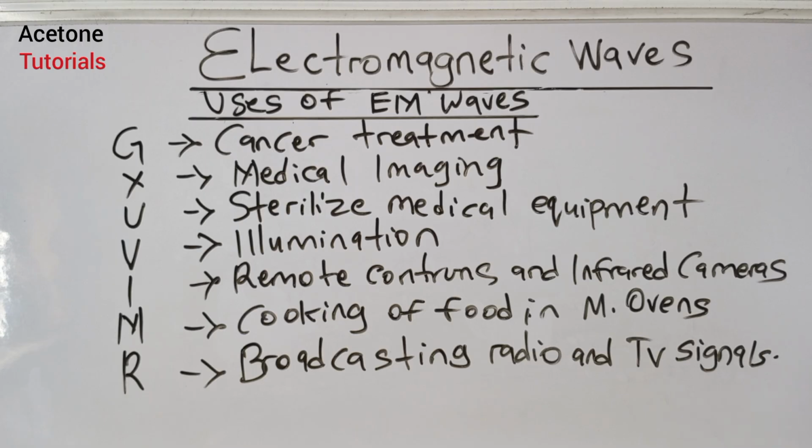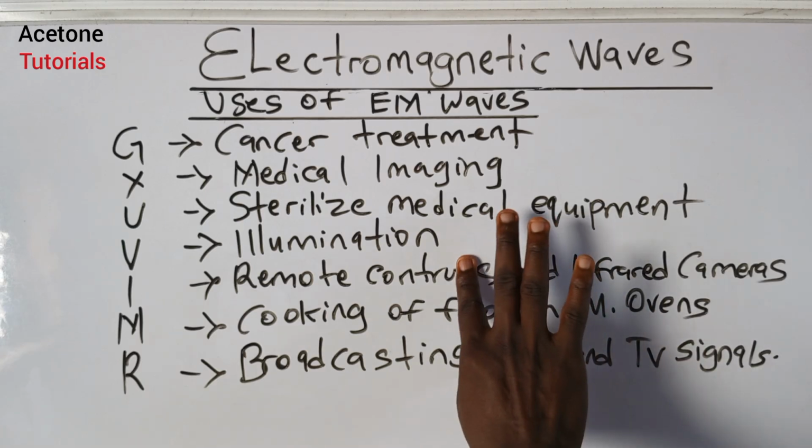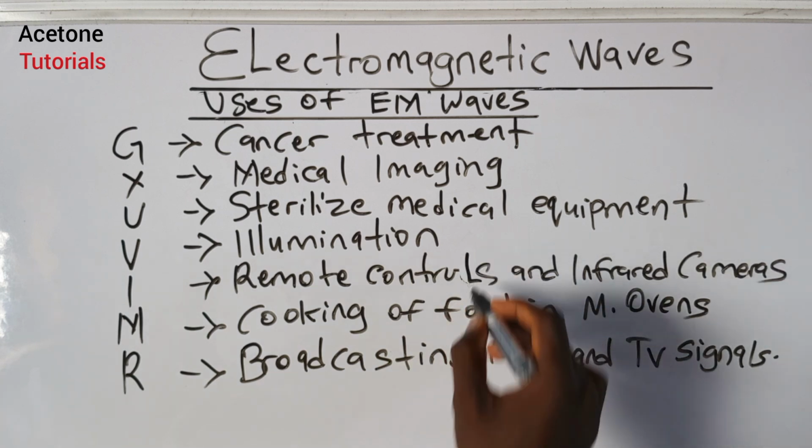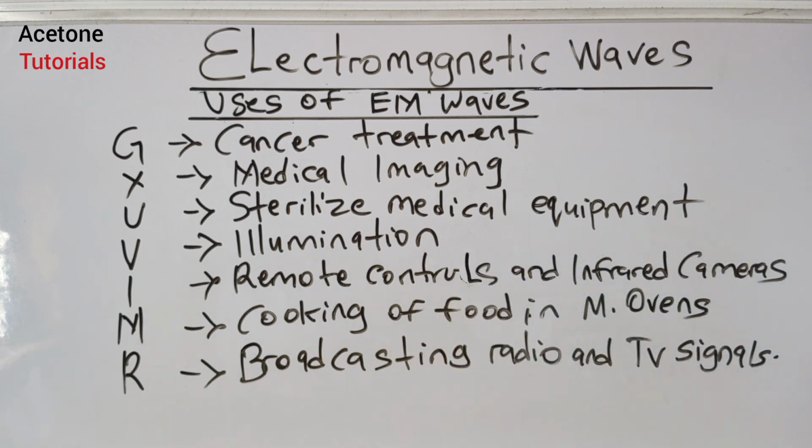Gamma rays are used for cancer treatment. X-ray is used for medical imaging. Ultraviolet is used to sterilize medical equipment, while the visible part of the spectrum is used for illumination. The infrared is used for remote controls, and also in infrared cameras. For microwaves, it is used for cooking food in microwave ovens, while radio waves are used in broadcasting radio and TV signals. So that's all about electromagnetic waves.